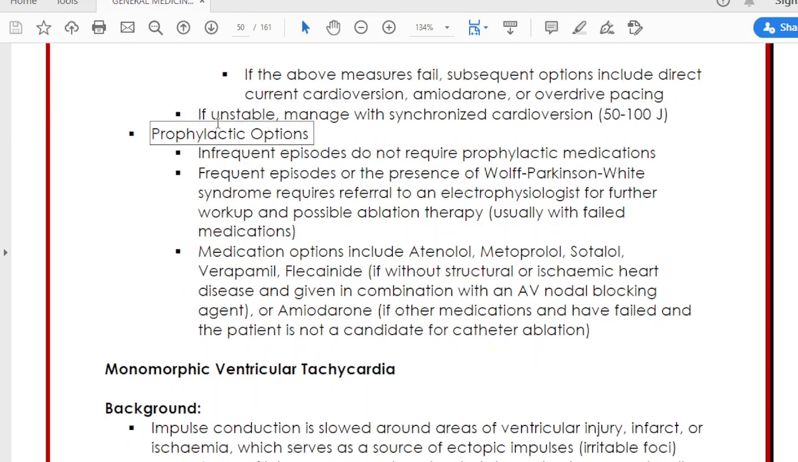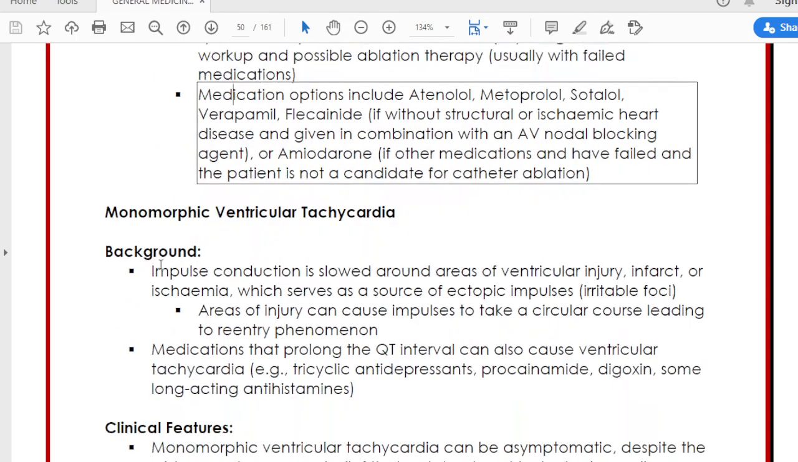Prophylactic options. Infrequent episodes do not require prophylactic medications. Frequent episodes or the presence of Wolff-Parkinson-White syndrome requires referral to an electrophysiologist for further workup and possible ablation therapy, usually with failed medications. Medication options include atenolol, metoprolol, sotalol, verapamil, flecainide, if without structural or ischemic heart disease and given in combination with an AV nodal blocking agent, or amiodarone, if other medications have failed and the patient is not a candidate for catheter ablation.